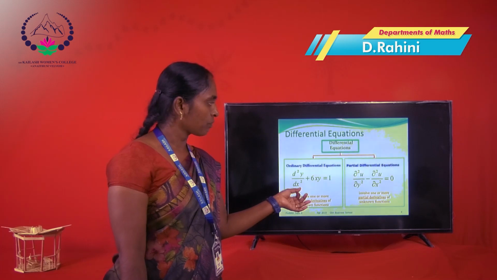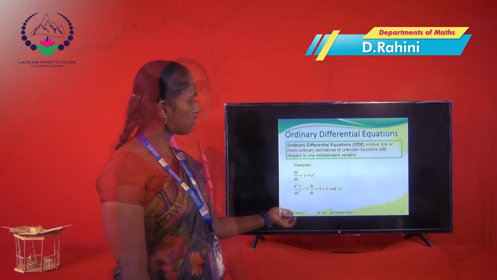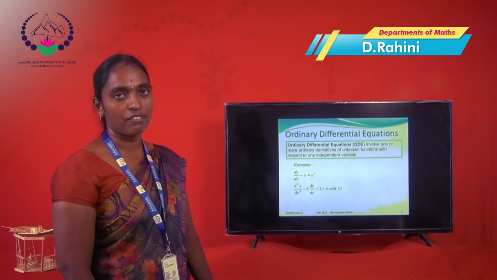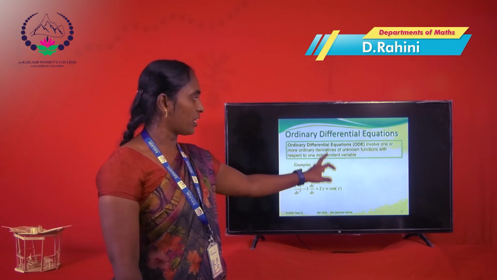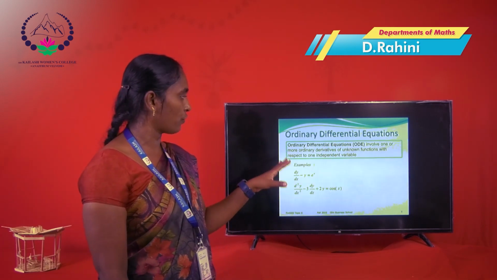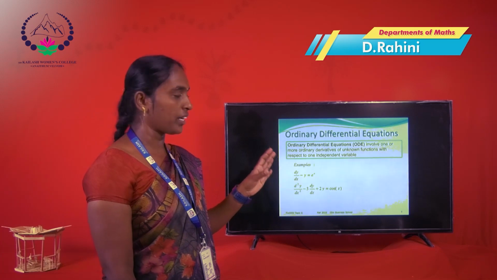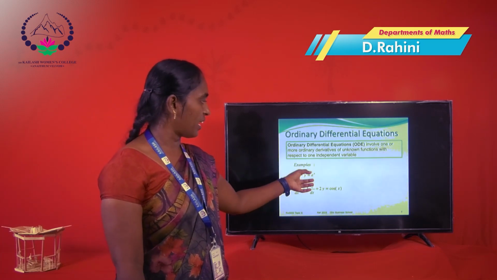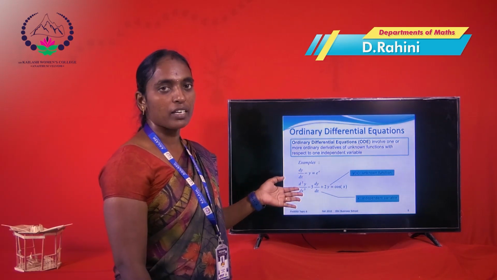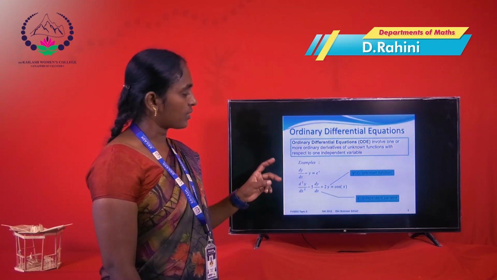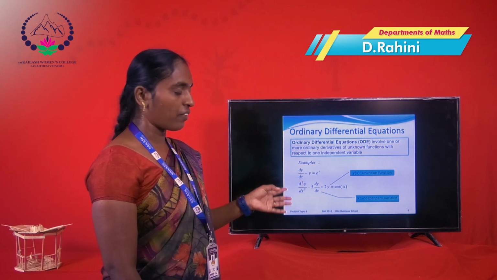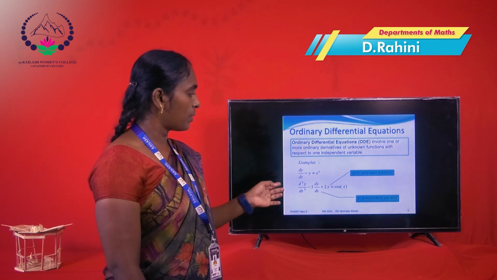Now we go to the next topic: ordinary differential equation definitions. An ordinary differential equation involves one or more ordinary derivatives of unknown functions with respect to one independent variable. Here I will give some basic examples. The first example is dy by dx minus y equal to e power x. The second example is d square y by dx square minus 5 into dy by dx plus 2y equal to cos x.